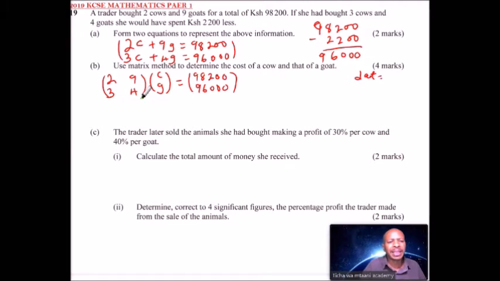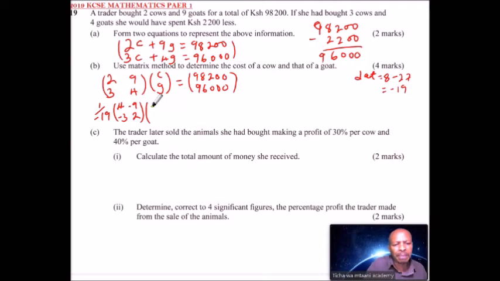The determinant is equal to 2 times 4, that is 8, minus 27. So this will give you minus 19. This implies that now you can get 1 divided by minus 19. We interchange the elements of the main diagonal, so here we have 4 and here we have 2. Introduce a minus sign to the other diagonal, that is minus 9 and minus 3.